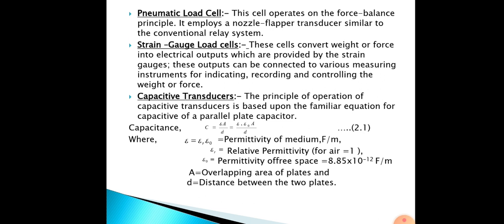Epsilon R is relative permittivity, epsilon naught is permittivity of free space. The next one, A is what? Overlapping area of the plates, and D will be your distance between the two plates. So any change in the area or change in the distance between the plates, you will get the change in the capacitance.